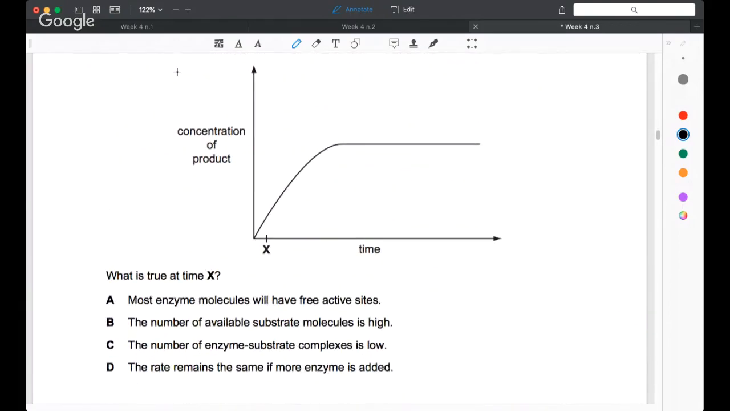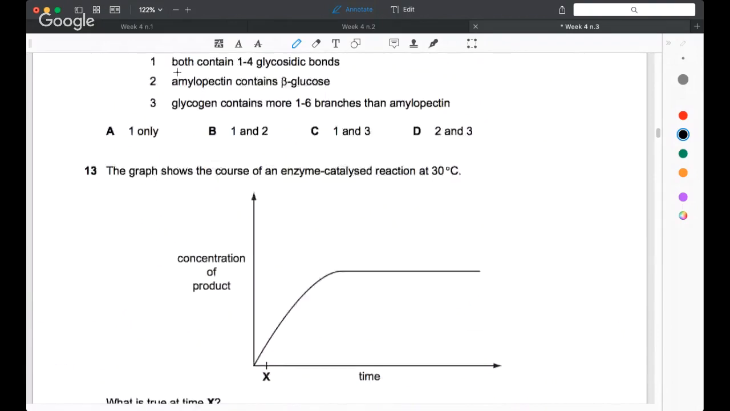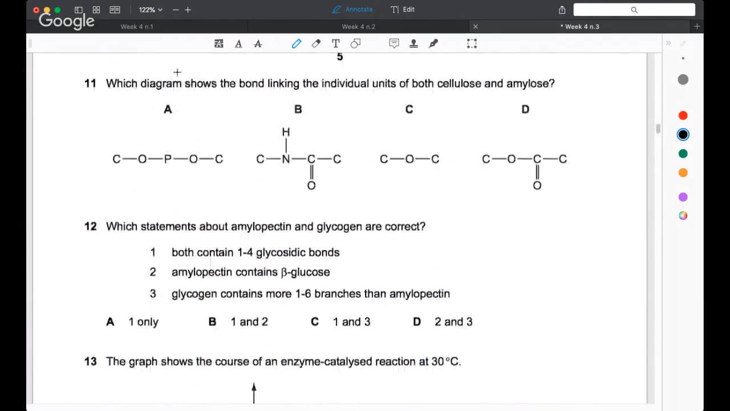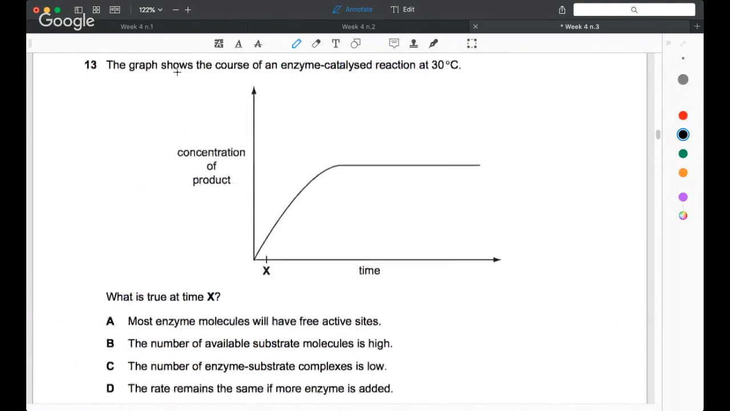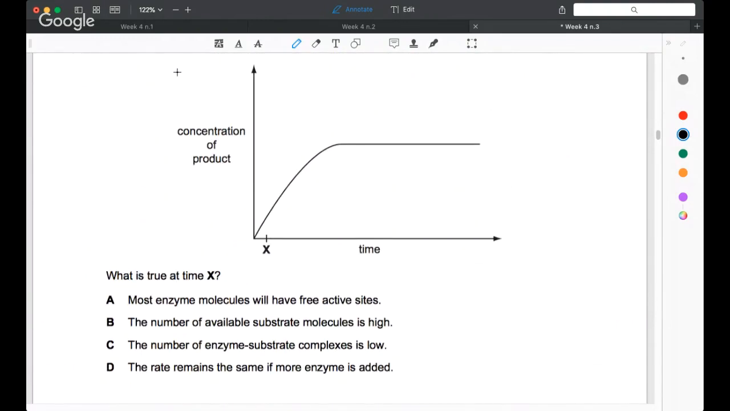I think we skipped the question. Oh, yeah, we did. Sorry. Good. So, enzyme catalyzed reaction at 30 degrees.